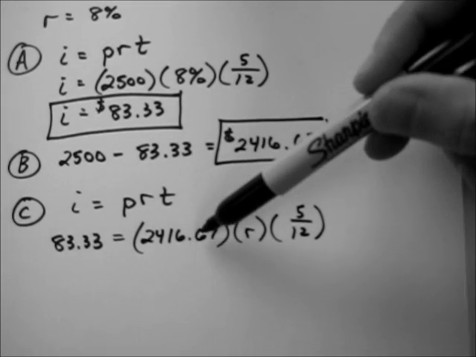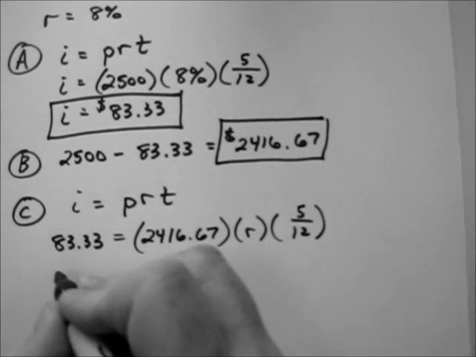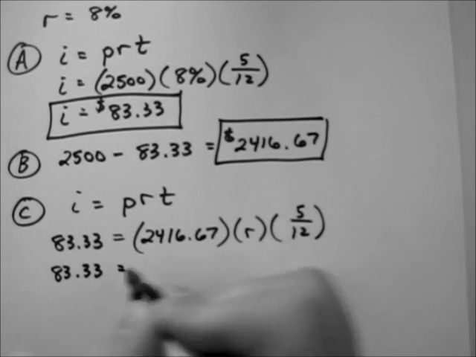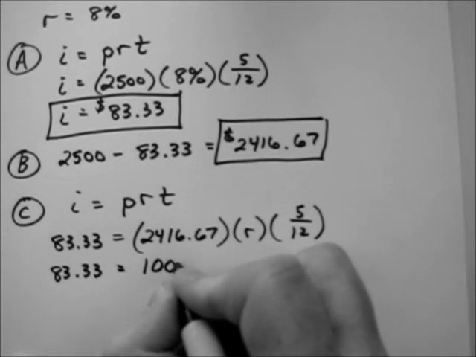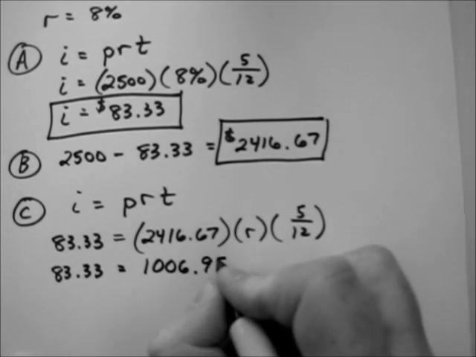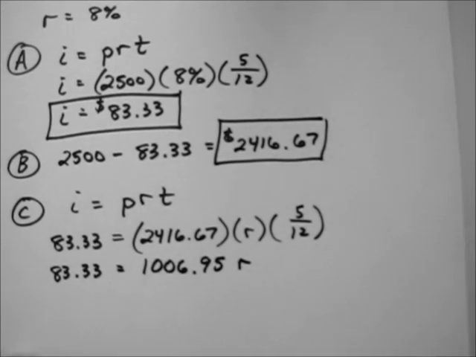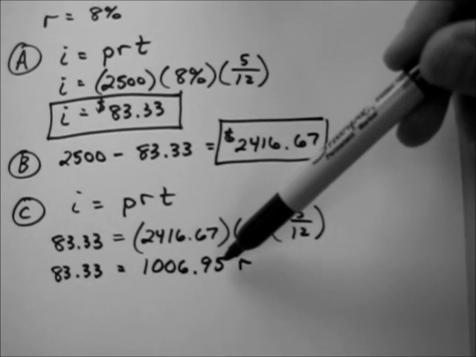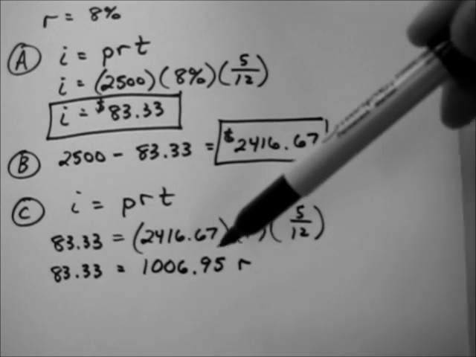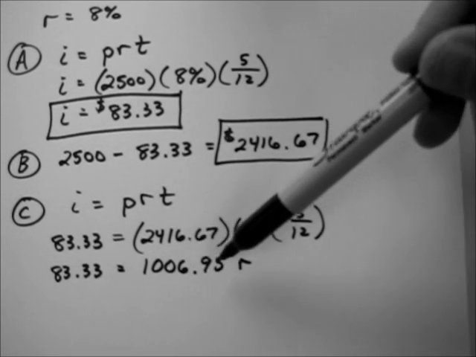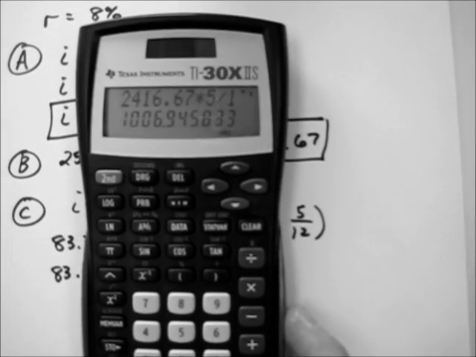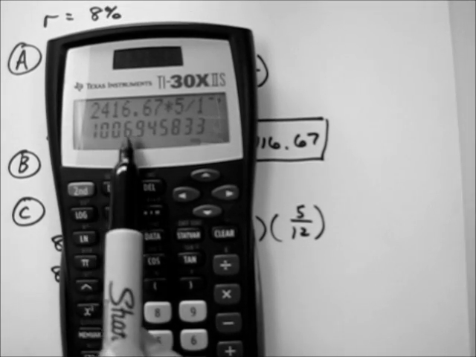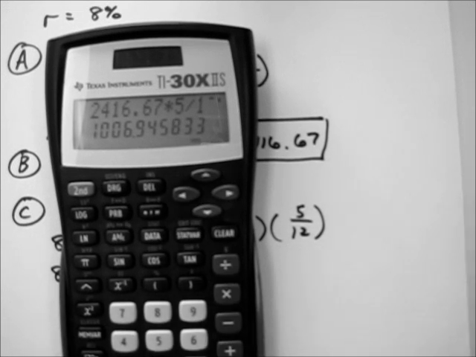What is 2416.67 times 5/12? I'll leave the left-hand side alone. So if we multiply these two pieces together, we get $1,006.95, and we've still got R. Now you actually get a whole lot more decimal places than this. So it's actually better if you keep all of those decimal places, such as I've got right here on my calculator: 1006.945833. You don't want to round in these problems until the very end if you can help it.